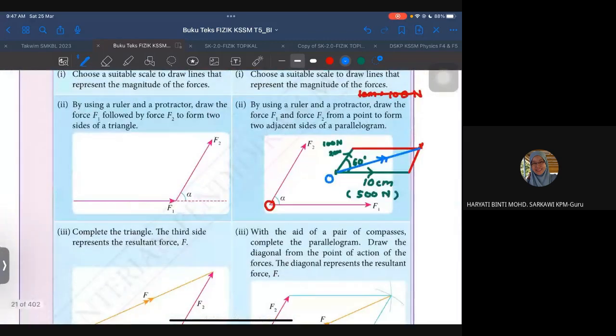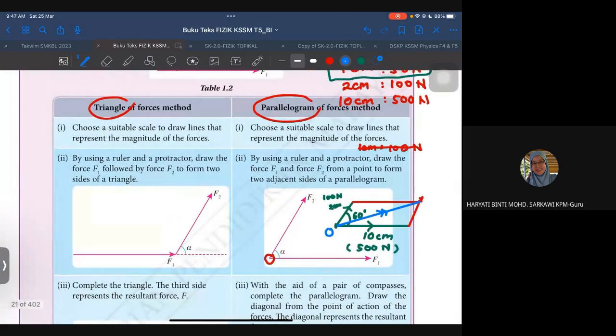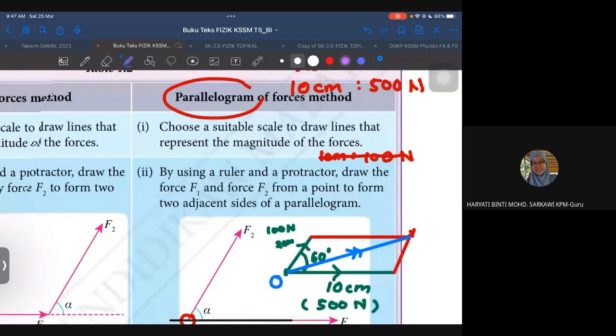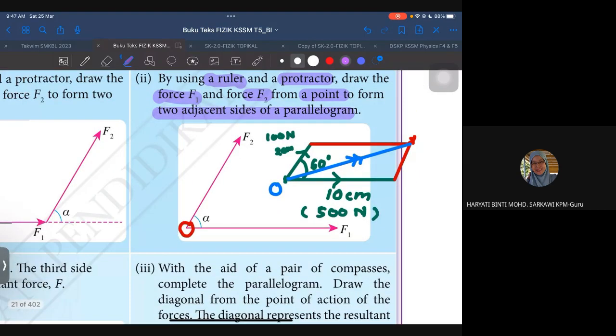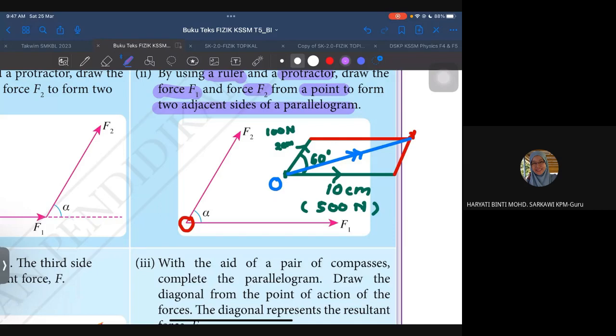Okay, first, choose a suitable scale to draw lines that represent the magnitude of the forces. Then, using a ruler and protractor, draw F1 and F2 from a point to form two adjacent sides of the parallelogram, like that. So just now I showed already. You need to draw one first. Either one, you can start with F2 or F1, but choose the easier one. In this case, the easier one will be F1 lah, because this is horizontal. Then F2, you measure the angle.